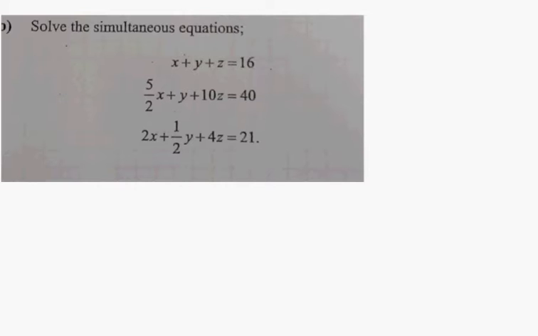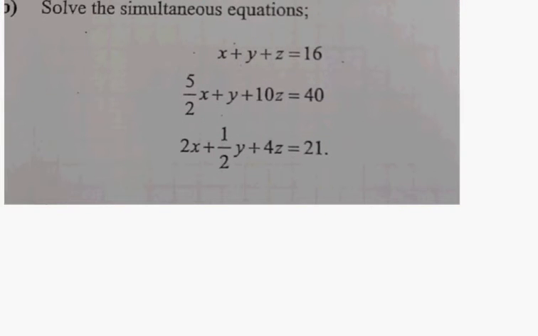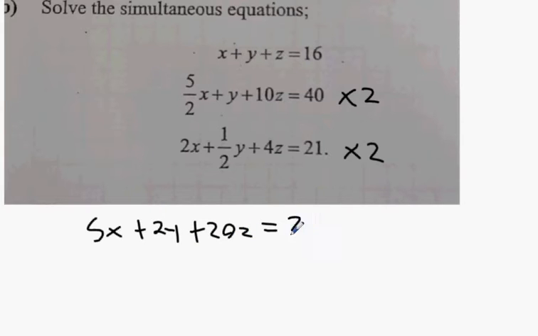Now, next one, this one here. Is that alright with you guys? The simultaneous equation one. Okay, so solve the following simultaneous equations. Now, I'm going to multiply this one by 2 and this one by 2. And what I'm going to get is 5x plus 2y plus 20z equals 80. The second one I'm going to multiply by 2: 2x plus 1y plus 8z equals 42.